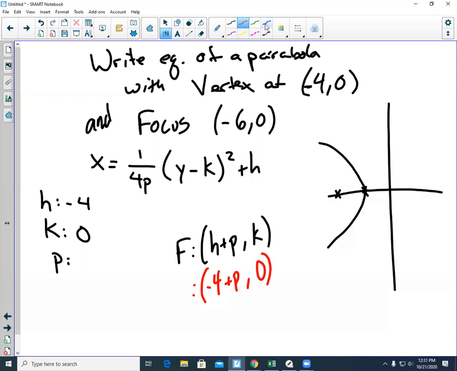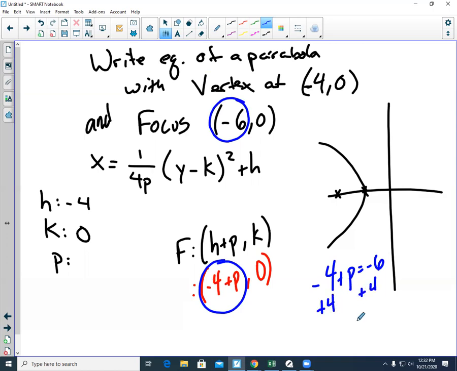Now I know from the top part of this equation that the left half of this is going to equal -6, right? Because whatever the p value is, it is going to produce the fact that the focus is -6. So I know that this is going to be -4 plus p equals -6. So now I'm going to add 4 to both sides. So I get p equals -2. So now that tells me that my p value is -2, and now I have everything that I need to write the equation for this.